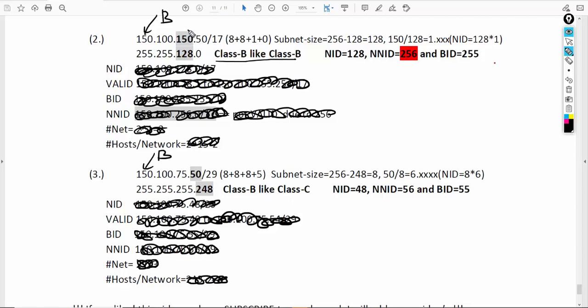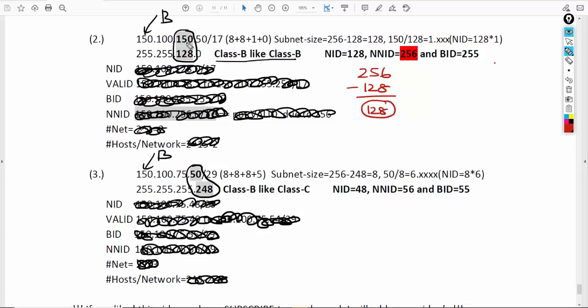Here the problem is on the third place. Here the problem is on the fourth place. We have to find for both separately. So here your mask is 17, that means 8 plus 1 plus 0. Here 8 plus 5 is 248. That's what we got, this 128 and we got 248. Let's focus here, guys. Your magic number is 256 minus 128. We want to find the subnet size, so subnet size is 128.